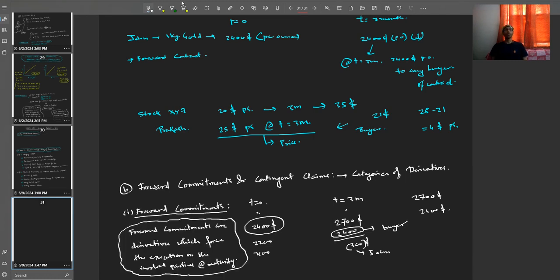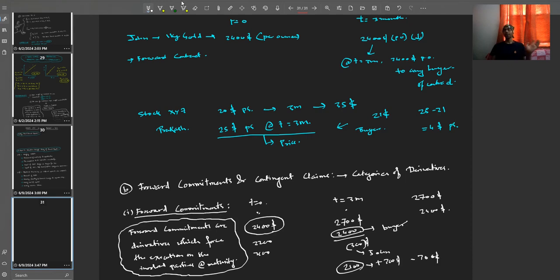So forward commitments are derivatives which force the execution on the involved parties at maturity. So it is forcing the execution to both the parties. In the case of John here, whoever has bought the contract, he or she cannot get out of the contract just because the price of the gold has actually gone down. Let's say the price went down to 2,100. In this case, John is making a profit, plus 300, and the buyer is making a loss of minus 300.